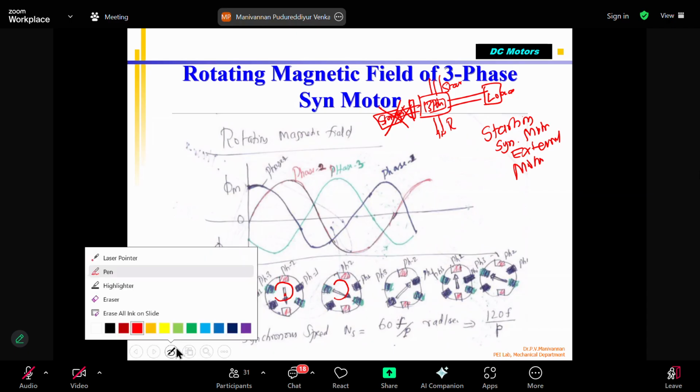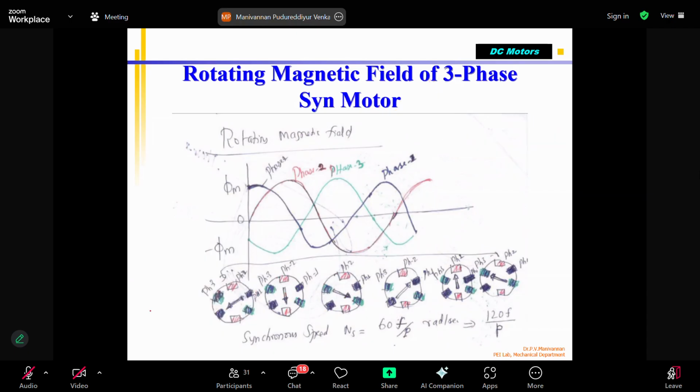Any doubt? Because this understanding is very important. Otherwise, you won't understand the induction motor. Correct? So now, what is the speed at which the motor will run? That depends upon the synchronous speed of the motor, which is called NS. Note down: synchronous speed of the rotating magnetic field.